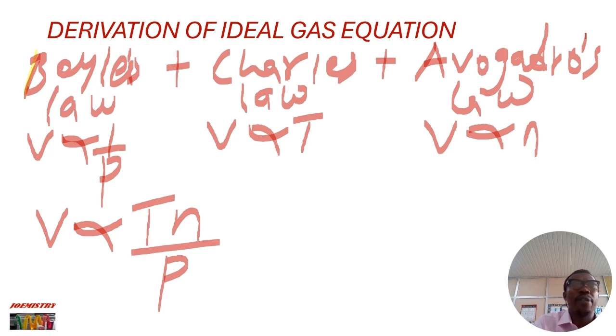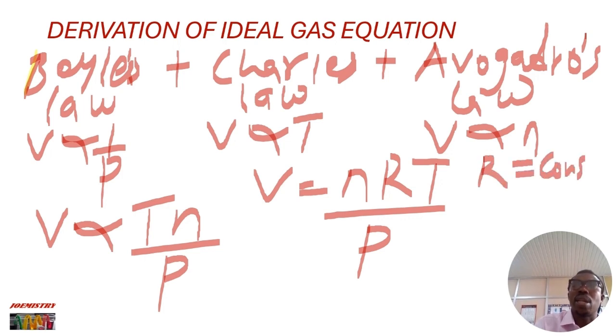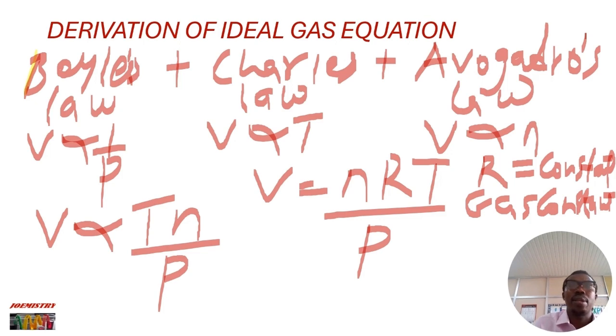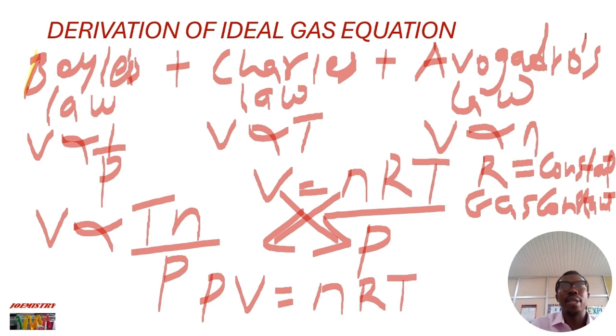So this is a combination of Boyle's law, Charles's law, and Avogadro's law. If we remove the variation sign, we establish a constant known as the gas constant. That means V will be equal to nRT over P. Here R is a constant known as the gas constant. So if we cross multiply, making PV the subject, we now have PV equal to nRT.